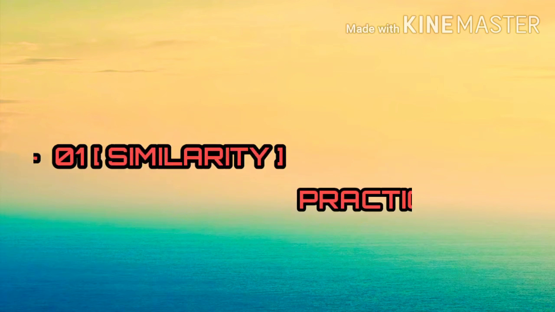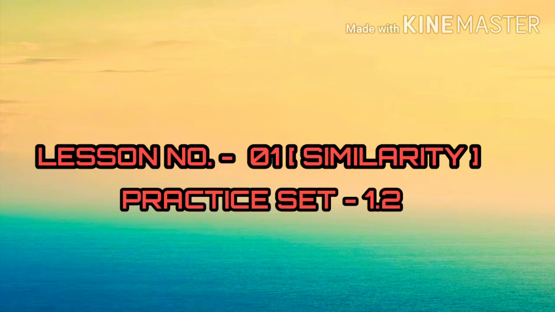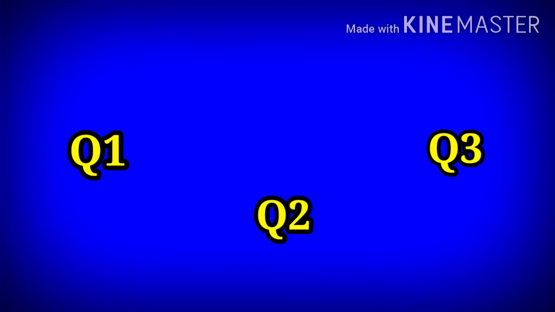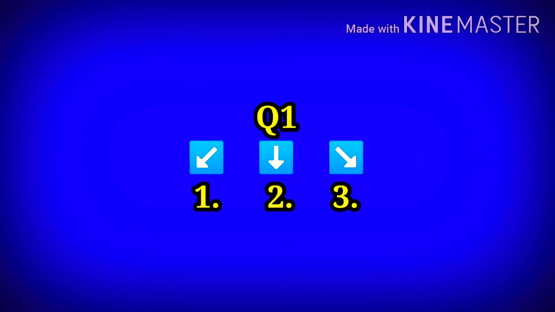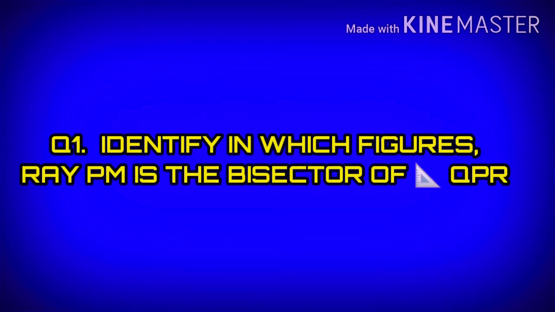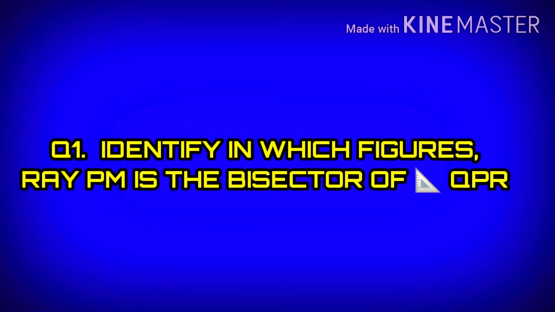Today we'll be having fun with lesson number 1, Similarity, practice set 1.2. Let's get started. We will be solving question number 1, 2 and 3 from practice set 1.2. Question number 1 has 3 sub-questions. Question number 1 asks us to identify in which figures ray PM is the bisector of angle QPR.